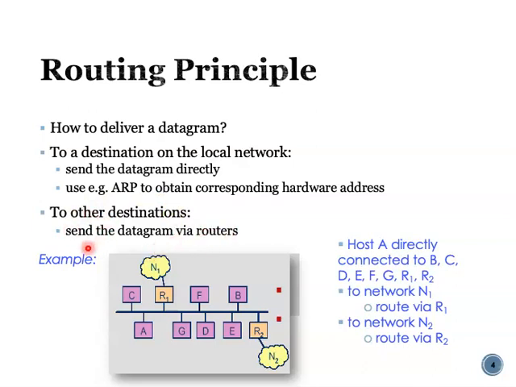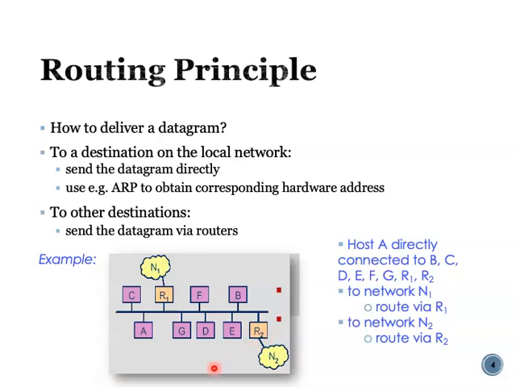Okay, so let's see an example here. Host A here is directly connected to B, C, D, E, F, G. So in case A wants to send a datagram to a host in network N1, it will do so via router R1. And similarly, if A wants to send data to a host in the network N2 here, it will do so via router R2.